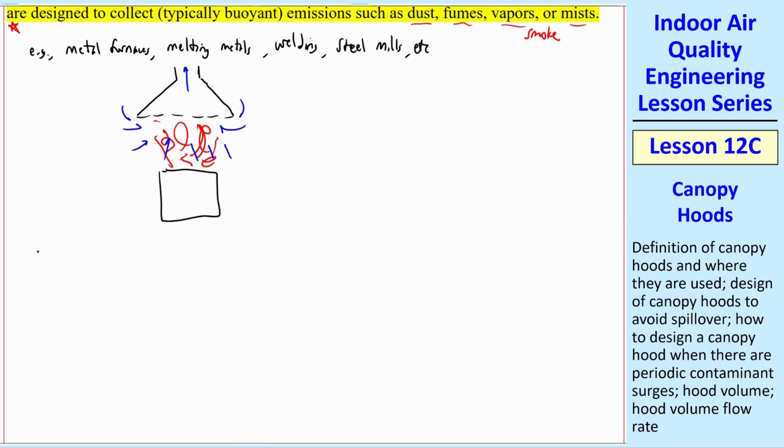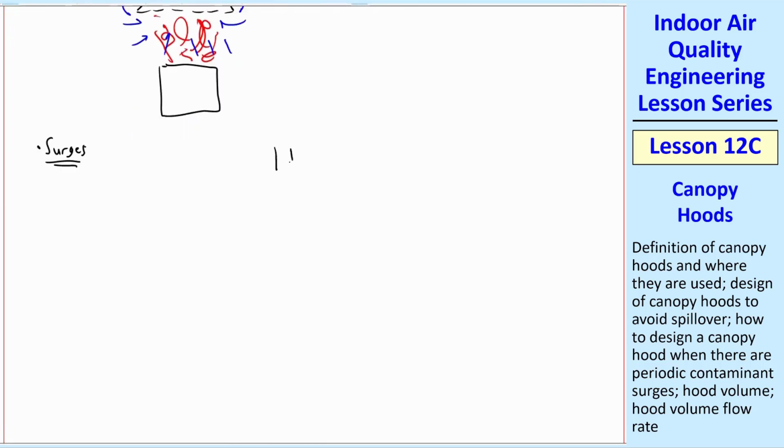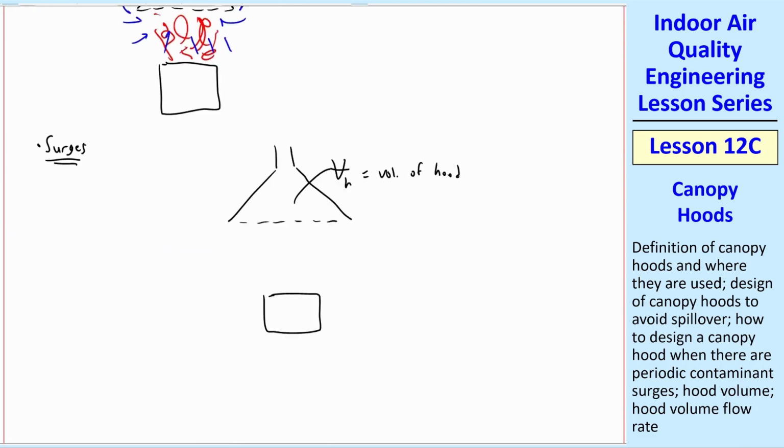But what's interesting is when there are surges. So we're going to talk about how to design these for surges. If this is the canopy hood, we're going to define some volume in here, VH equal the volume of the hood. And then we have our source that's producing smoke.